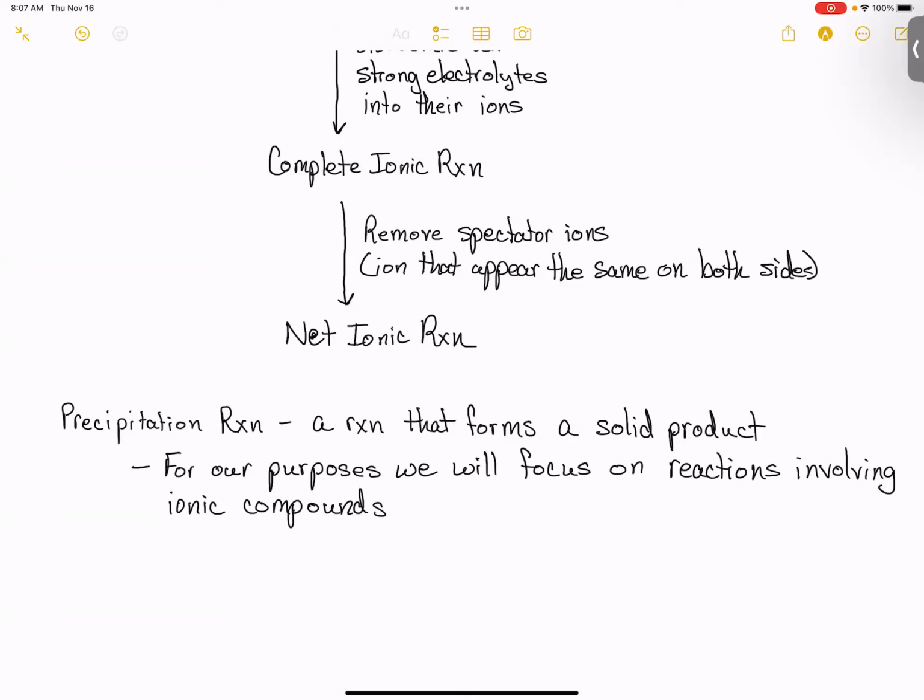So in other words, you're going to follow your solubility rules to figure out if something is a precipitate or not, to a large extent. The only exception to that is if we're actually making a metal.